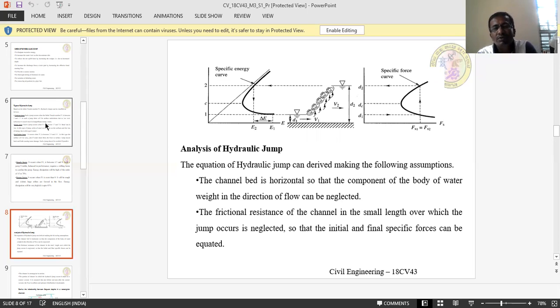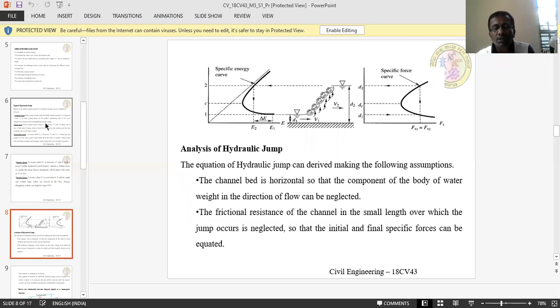Then automatically, if you observe in the specific energy, specific force curve, D2 is greater than DC. D2 is greater than DC. And also some amount of energy loss, delta E, will occur. That's what is called as energy dissipator. So in very simple words, hydraulic jump occurs when the flow changes from supercritical to subcritical flow. One condition is that initial F1 is greater than 1, and F2 is less than 1.